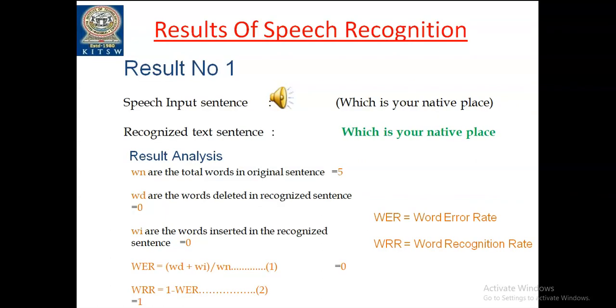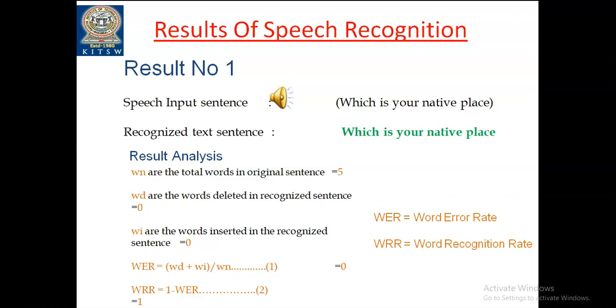Here, the input speech sentence is which is your native place. So, WN indicates the number of words in the input sentence, WD the number of words deleted, and WI the number of words inserted wrongly. And since no word is deleted or inserted, the word recognition rate is 100%. The following 3 slides demonstrate the result of speech recognition for different sentences. Alright, so I hope you listen to the words of a speaker. The results of the speech recognition they have got like this.